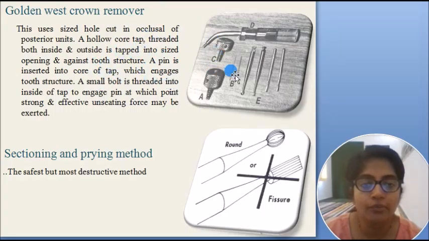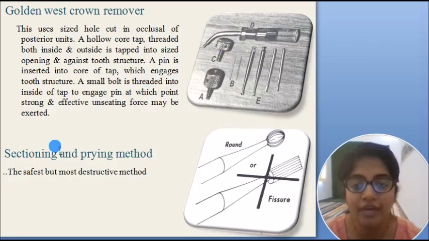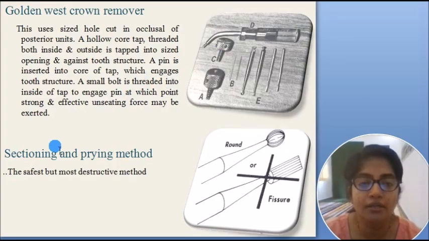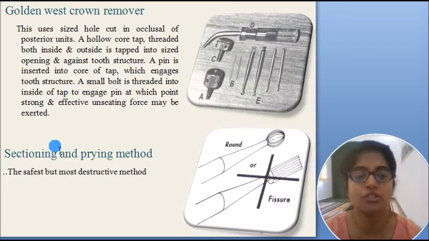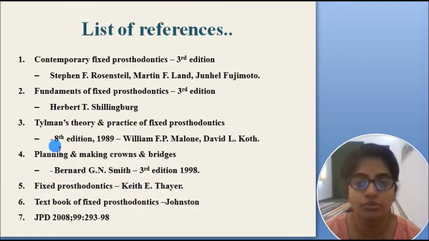So likewise we remove the crown, and then the last method that can be used if everything fails is the sectioning and prying method. But this is the most destructive method. This will not give you a salvageable prosthesis. You have to remake the prosthesis. So a round end carbide bur is used.